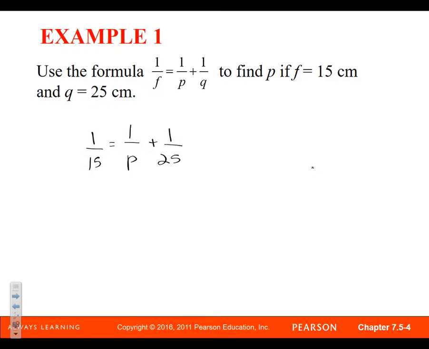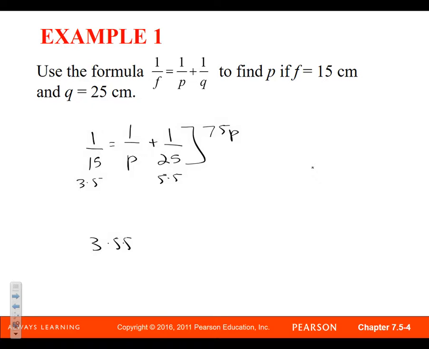Is it going to be 100? No, it can't be 100. 15 is 3 times 5. 25 is 5 times 5. Which one has more 3s? This one does, so I need a 3. Which one has more 5s? This one does, so I need both of those 5s. So the common denominator is 75. And we need a p.